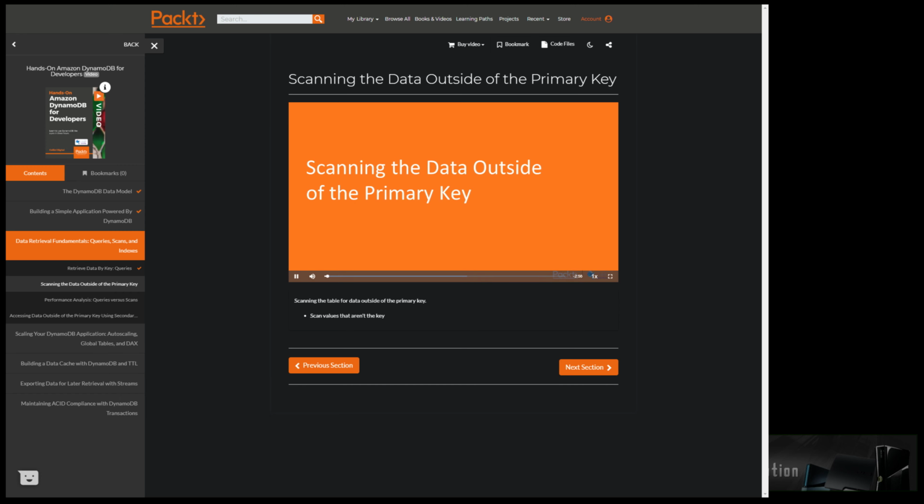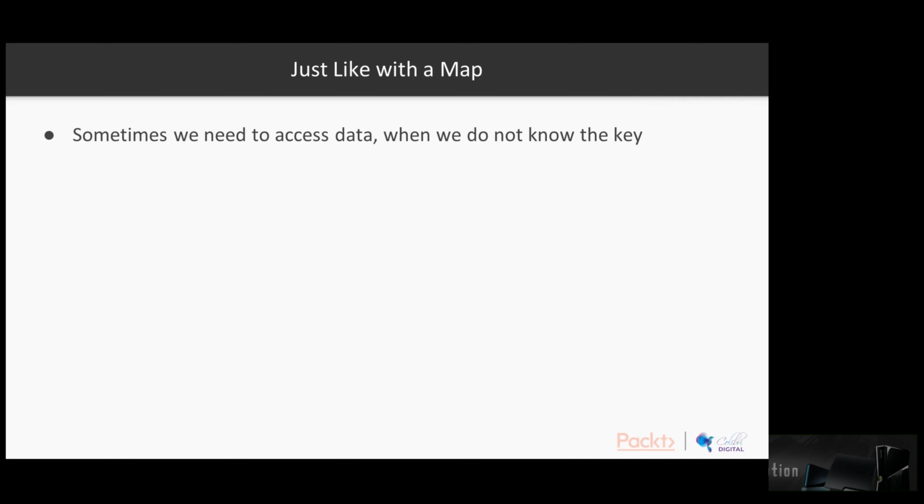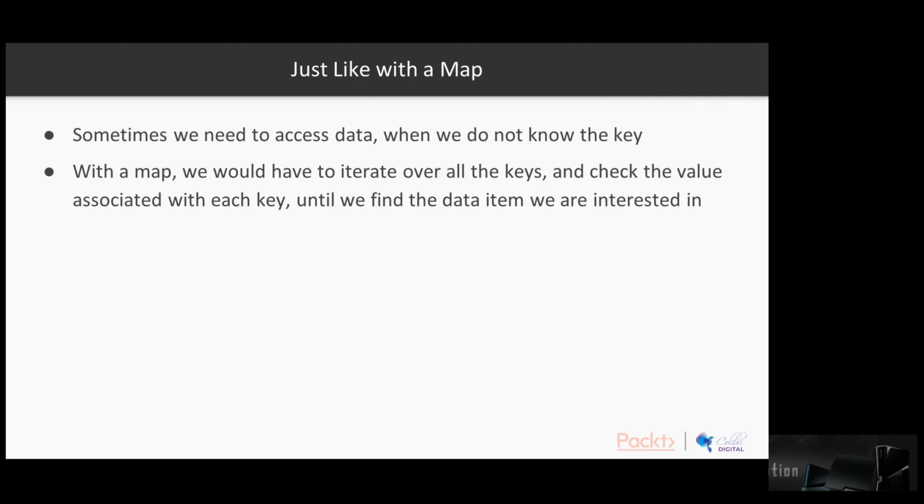Welcome back and welcome to video 2, scanning for data outside of the primary key. So just like with a map, sometimes we need to access data when we don't know the key. With a map, we'd have to iterate over all the keys and check the value associated with each key until we find the data item we're interested in.